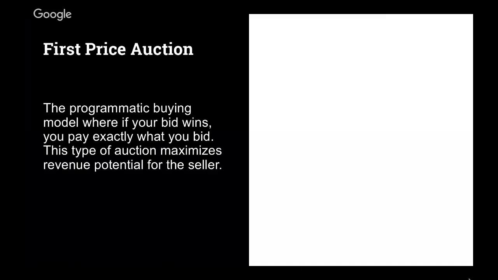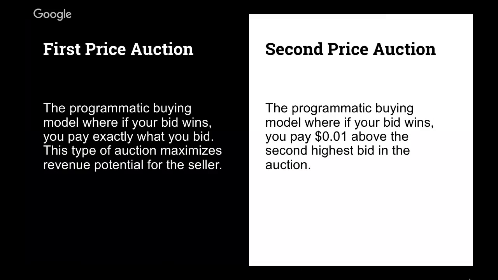Now it's great for the seller, being the publisher in that situation, because they're going to end up with more revenue than they had asked for, but not great for the buyer, the advertiser, because they are overpaying and wasting dollars. So the other option is a second price auction, and that is a programmatic buying model where if your bid wins, you pay 1 cent above the second highest bid in the auction.